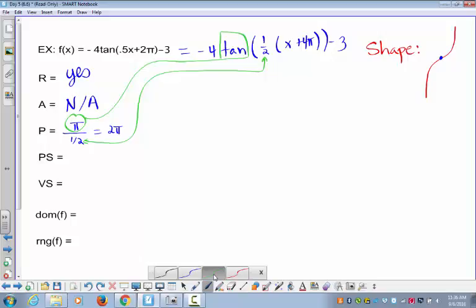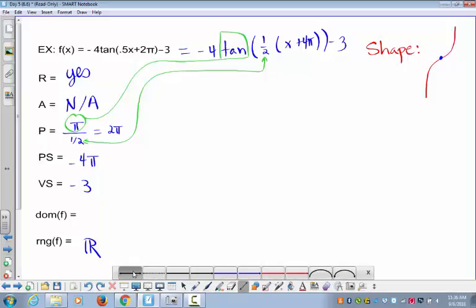How about the phase shift? So positive 4 pi or negative 4 pi? Negative 4 pi. It's to the left 4 pi. It's always the opposite of what we see. Vertical shift? Down 3, which we indicate with a -3. Range, if you want, you can fill that in right away. You know the range is still going to be all reals. Can't do much to stop that.